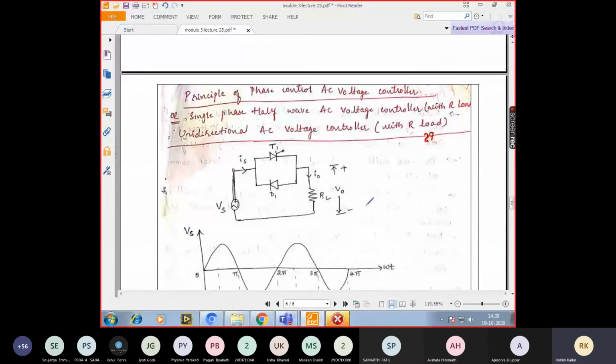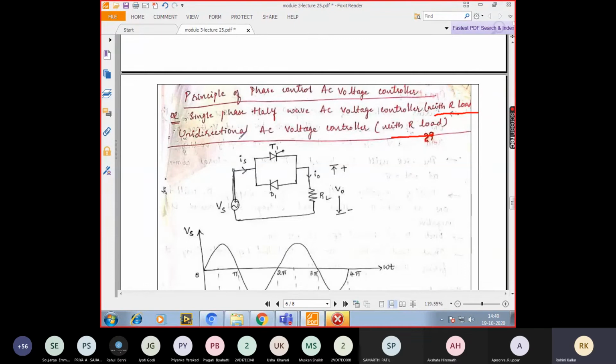So the next type of control is called phase control. One control was on-off control and the second one is phase control. This can also be asked under a different name: a single phase half wave AC voltage controller with R load. Why are we mentioning R load every time? Because when I have a resistive load and when I have an inductive load, the output waveform and the behavior of the circuit changes.